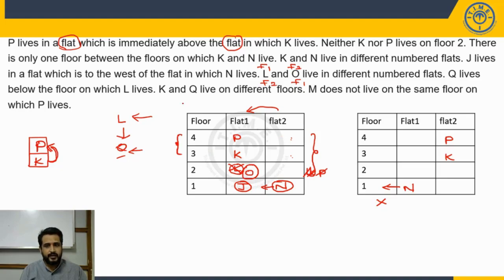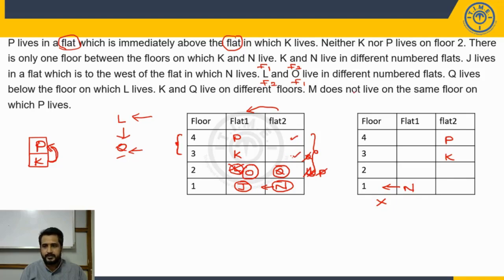Okay, next what is given? K and Q live on different floors. So Q cannot be here. So the only place is Q will be here. Because Q should be below L, so Q cannot be here and Q cannot be here, so Q will be only here. Q is below L, so L can be in one of these 2 places.